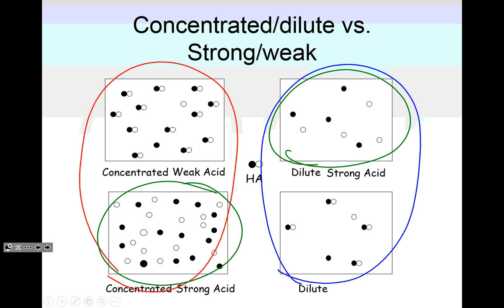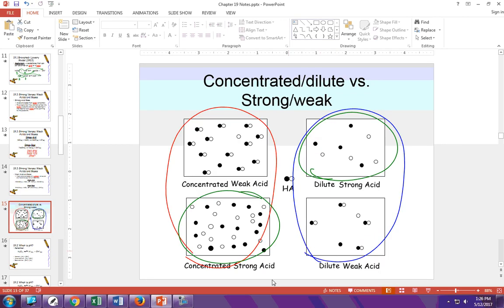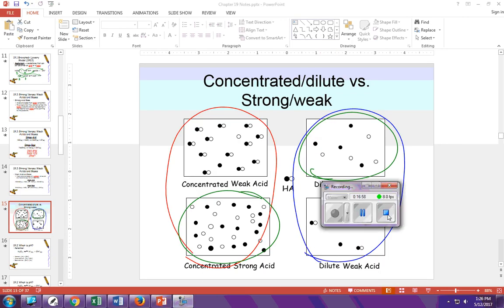So the top left is a concentrated weak acid. The top right would be a dilute strong acid. The bottom left would be a concentrated strong, and the bottom right would be a dilute weak acid. And that ends our first set of notes over chapter 19.